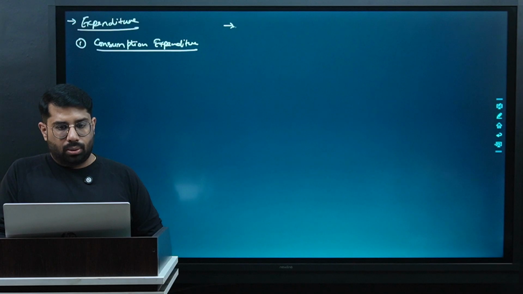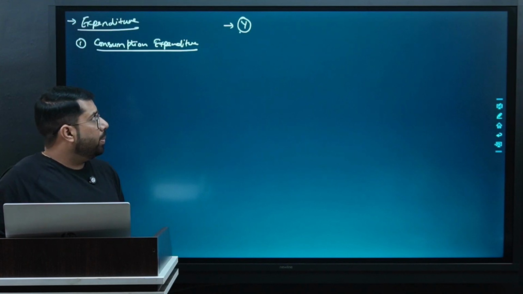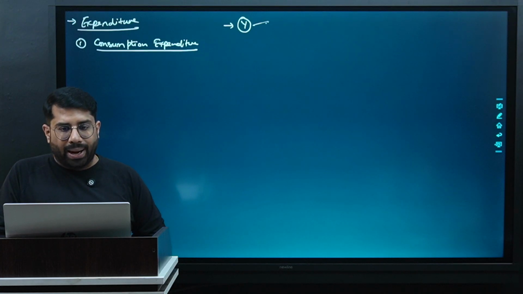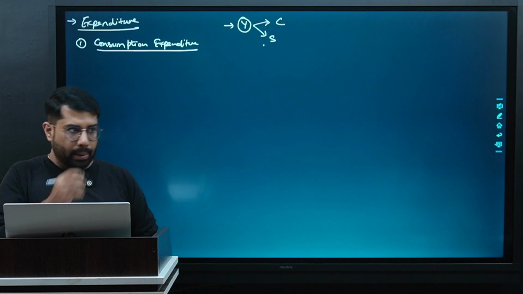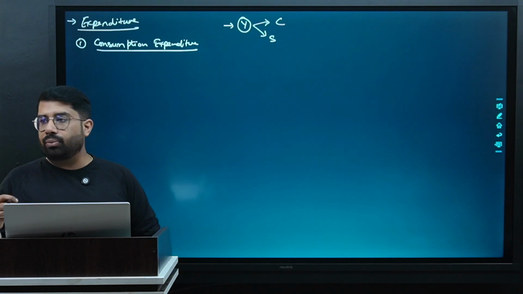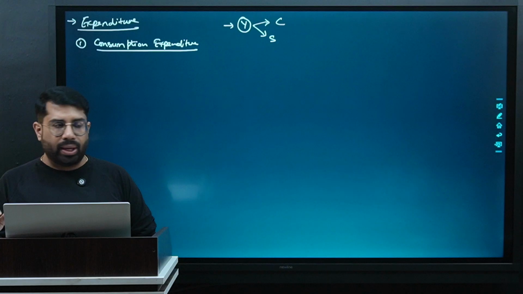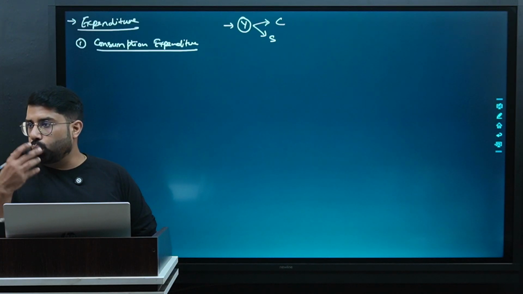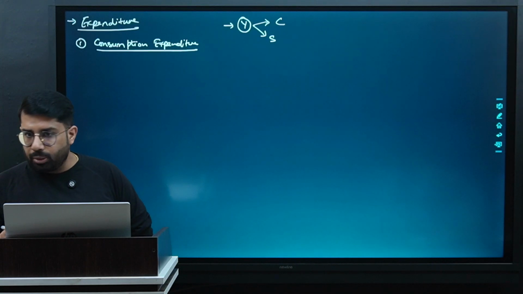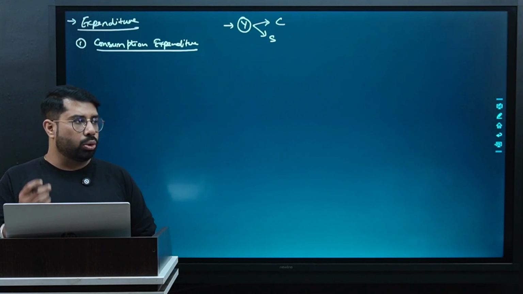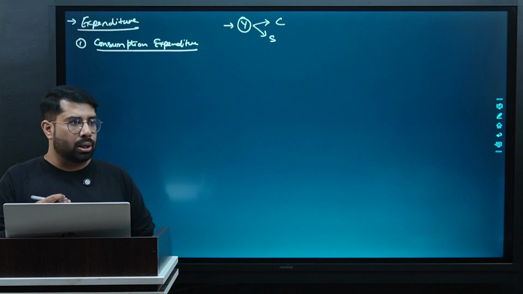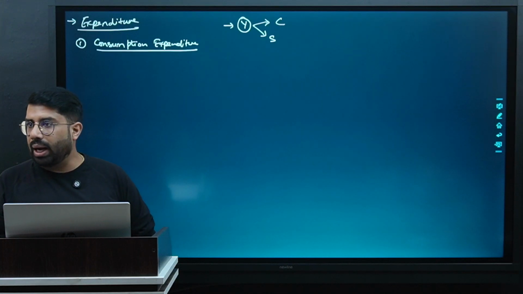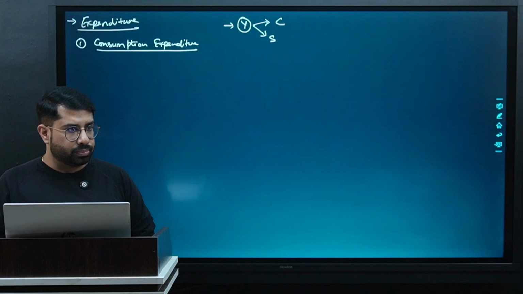A consumer or a person earning income, whenever he earns an income, he divides his income into two parts: consumption and saving, right? It means if I am earning, for example, 1 lakh rupees per month and I'm spending 80,000 rupees on buying goods and services so that I can satisfy my needs and wants, it means I'm spending 80,000 rupees or 80% of my income on consumption. That will be my consumption expenditure, right?